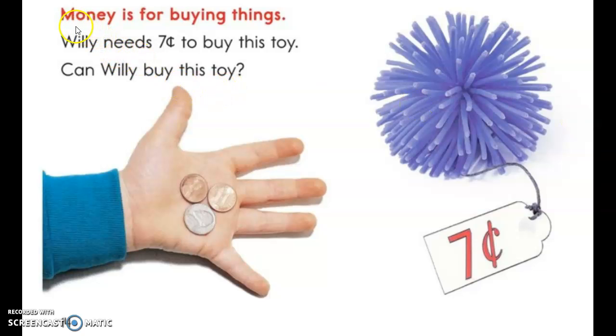Now we talk about why money is important. Money is for buying things. Willie needs 7 cents to buy his toy. Can Willie buy his toy? Friends, look at the nickel and the 2 cents. Does he have enough to buy his toy? Good job, he does. He has exactly 7 cents.